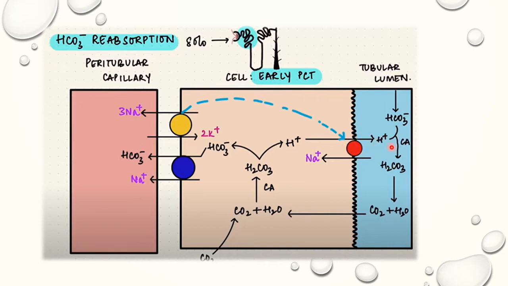Now the hydrogen ion that is pumped into the tubular lumen combines with the bicarbonate that is coming through the glomerular filtration and gives carbonic acid, which dissociates to give carbon dioxide and water, and this carbon dioxide is reabsorbed into the PCT and converted into bicarbonate and reabsorbed. So here we can see that the bicarbonate that was getting filtered is ultimately getting reabsorbed.